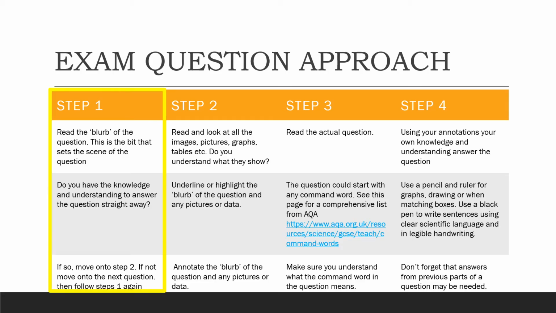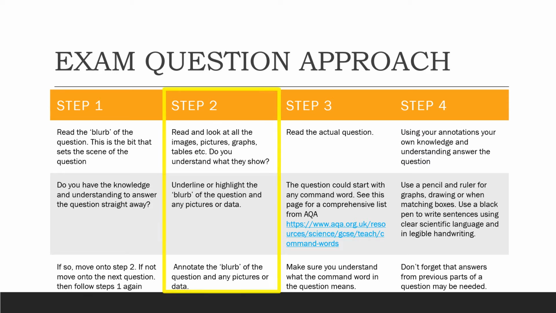Step 1. It sounds really obvious, but read the blurb of the question. This sets the scene of the question and gives you an opportunity to think about whether you are confident to answer the question straight away or whether you will need to come back to it. If you are confident, move on to step 2. If you are not, this is the time you need to move on to the next question and follow the steps above, so that you don't waste time.